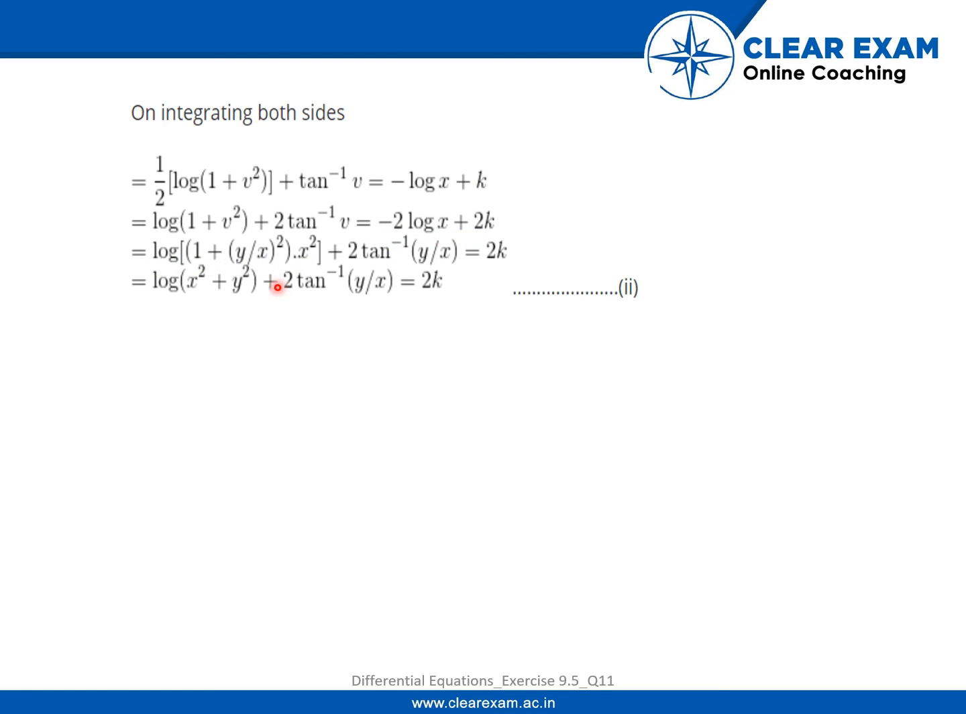So log[(1 + (y/x)²) x²] + 2 tan⁻¹(y/x) = 2k. So log(x² + y²) + 2 tan⁻¹(y/x) = 2k.